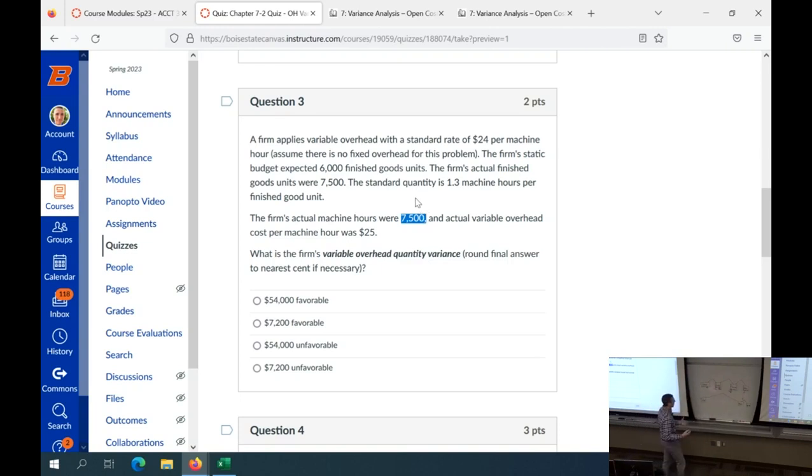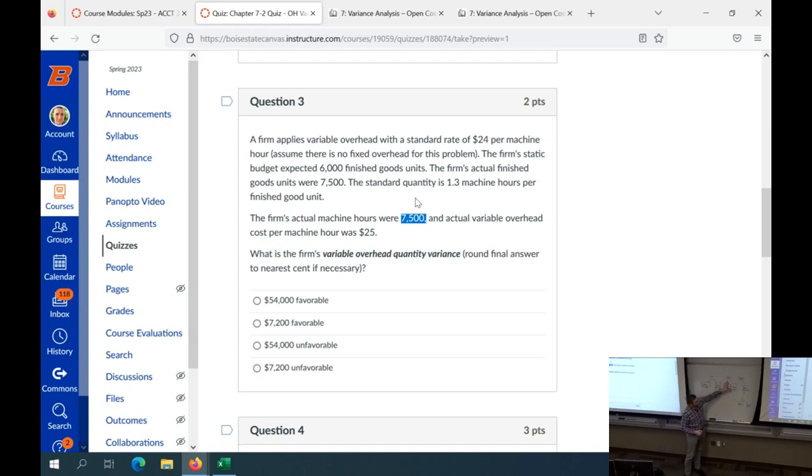You end up with the same kind of variances in variable overhead. You have a price variance, you have a quantity variance, and you have a volume variance. The important thing about the volume variance is not to commingle it with the quantity variance. Keep them separate by choosing the right finished goods units to multiply by. So in this case, do we want to use that 6,000 or 7,500?